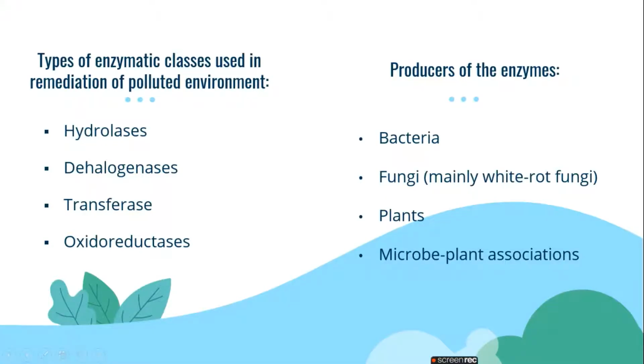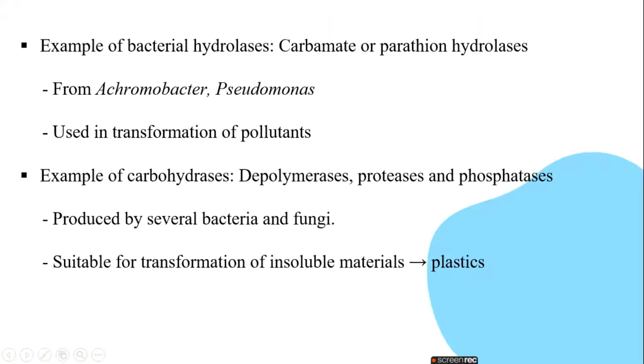Types of enzymatic classes used in remediation of polluted environments are hydrolase, dehalogenase, transferase, and oxidoreductase. Producers of the enzymes are bacteria, fungi, plants, and microbe-plant associations. Examples of bacterial hydrolases are carbamate or parathion hydrolases, from Achromobacter and Pseudomonas, used in the transformation of pollutants. Examples of carbohydrases are depolymerases, proteases, and phosphatases, which are produced by several bacteria and fungi. These are suitable for the transformation of insoluble materials, like plastics.